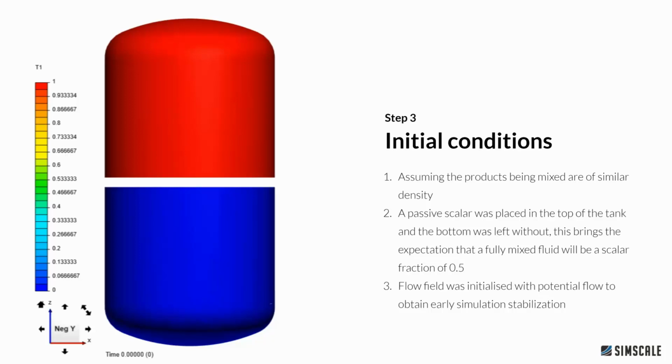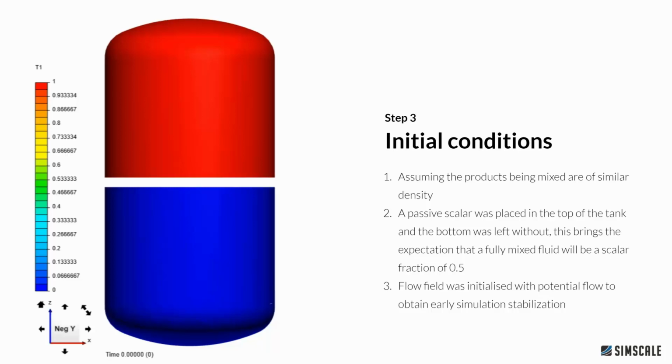So the passive scalar is what we use to define the two fluids. What we said here was that we've got two fluids. They've been poured into this tank and they are of similar density, so we can assume the density not to be different. One is not going to be more buoyant than the other, so there's not going to be any buoyancy effects due to density changes in the fluids.